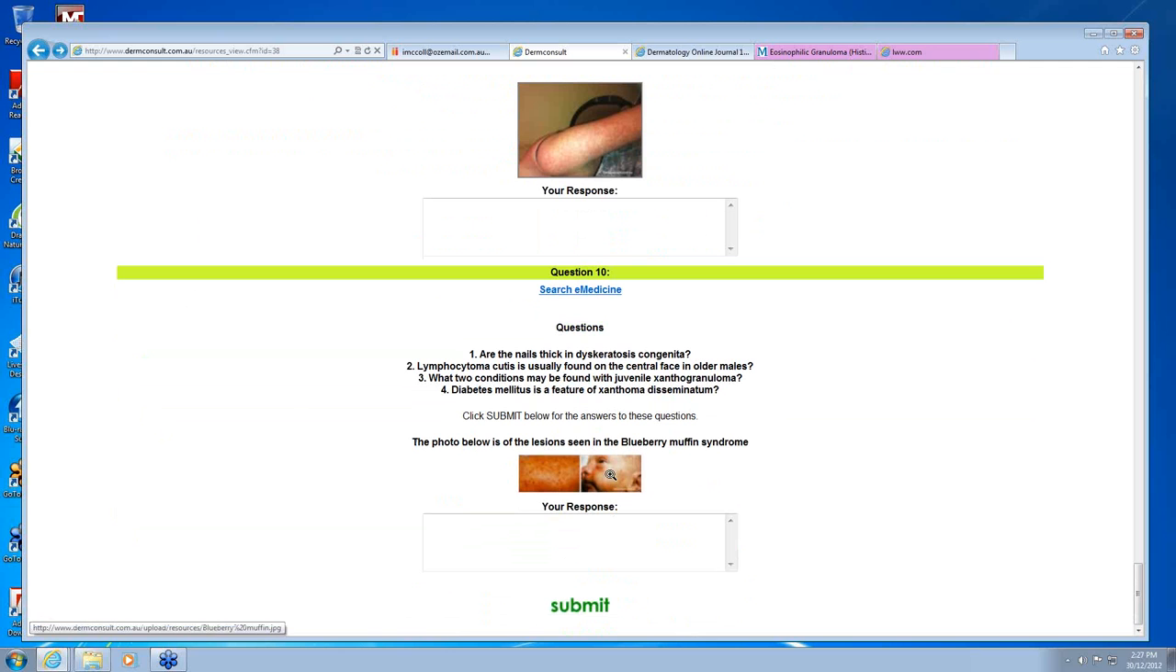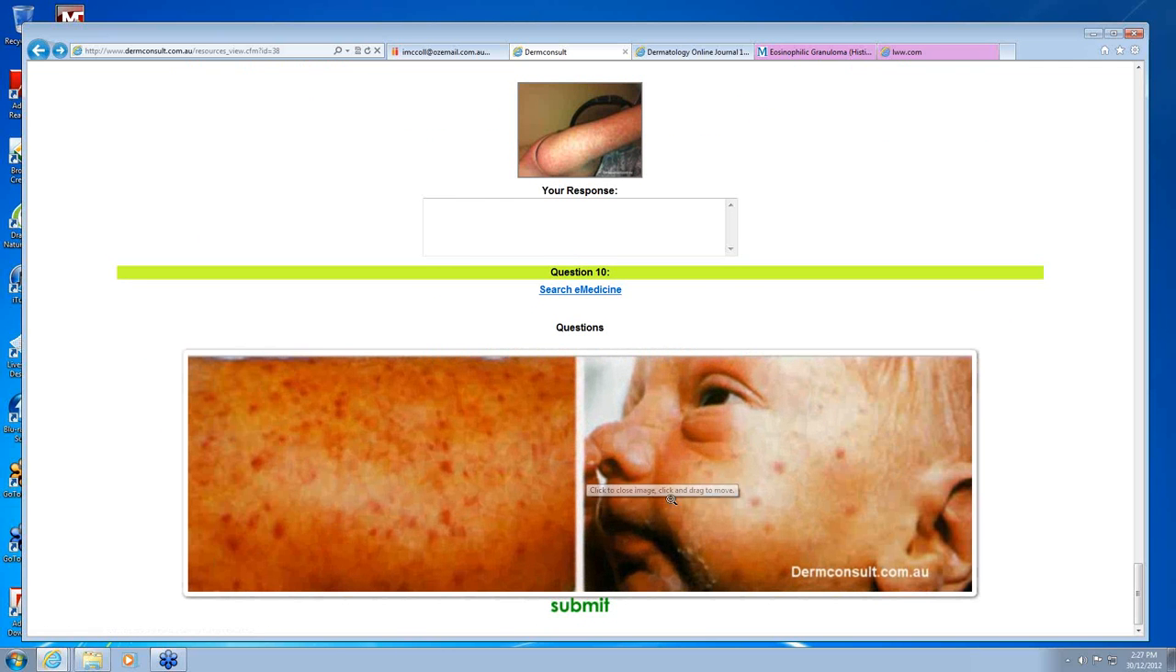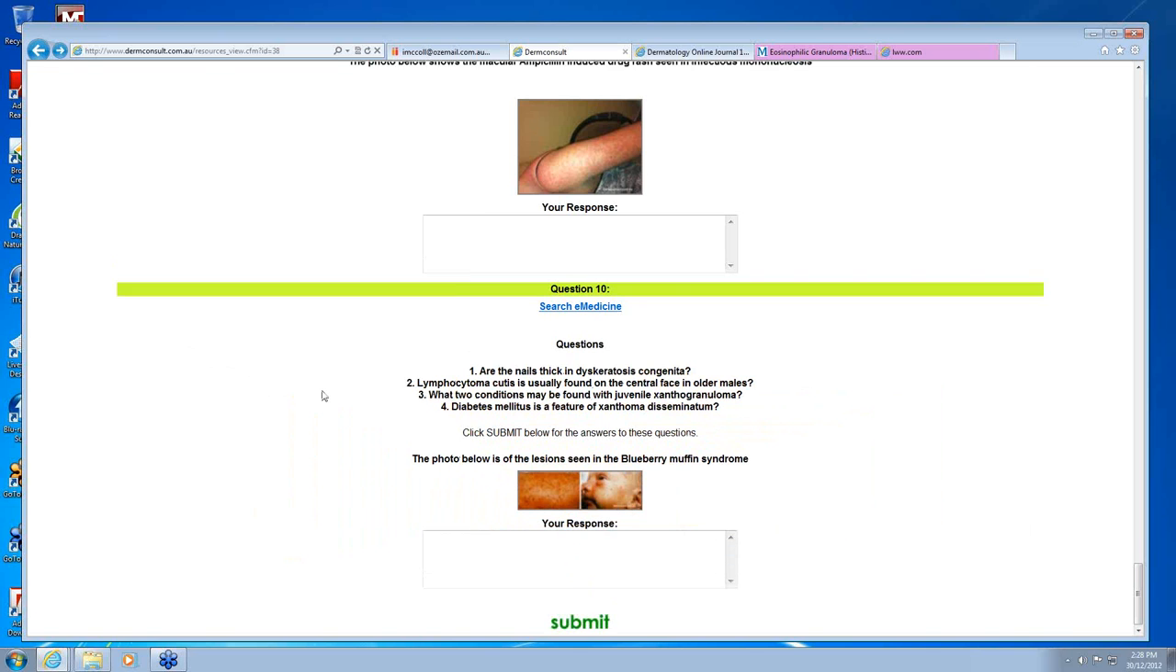I think we've got a picture. Here's a picture down here of a kid with the blueberry muffin lesions. There's a bit of hemorrhage. This looks purpuric. These are a bit more bluish looking on the face. You don't want to see that in a newborn.